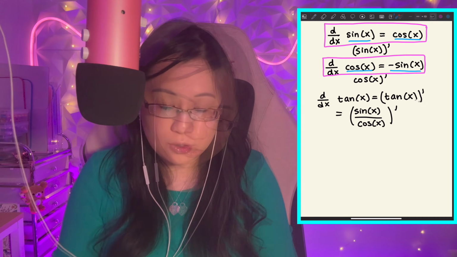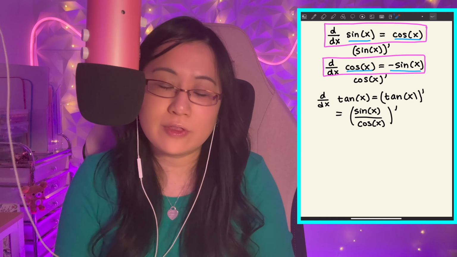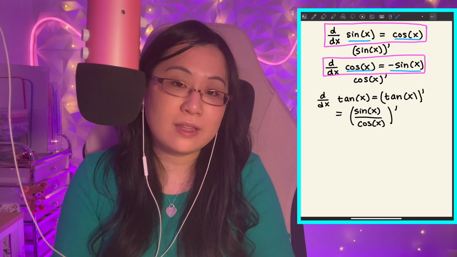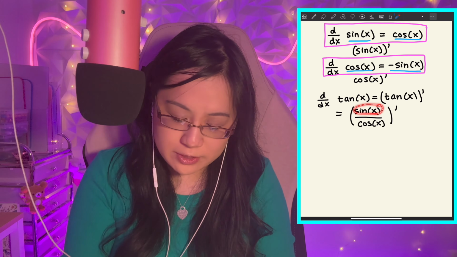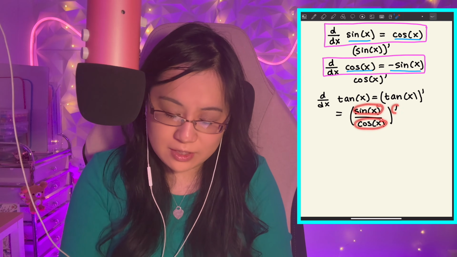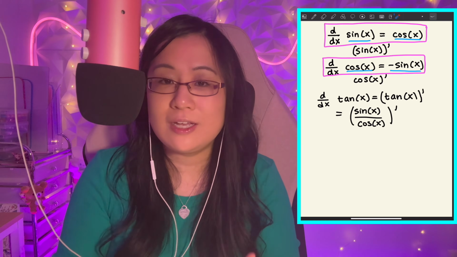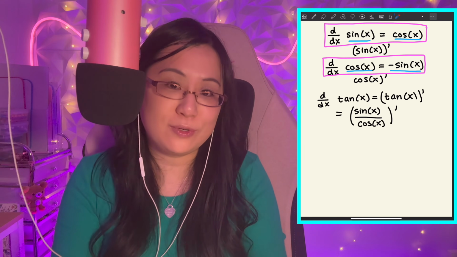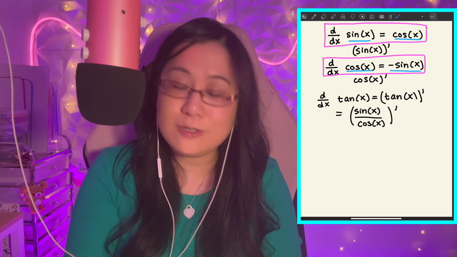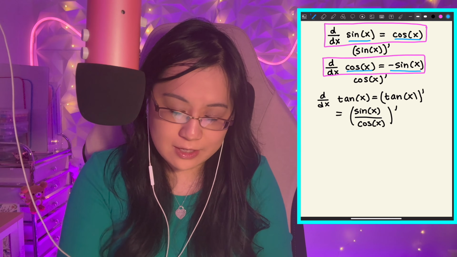Okay, so is the derivative of this the derivative of sine over the derivative of cosine? The answer to that is no. We do have a quotient here, something divided by something, and we are taking the derivative of that quotient. But we cannot just take the derivative of the top divided by the derivative of the bottom, the numerator and denominator. We do have a quotient rule for derivatives, though, so let's go over that.